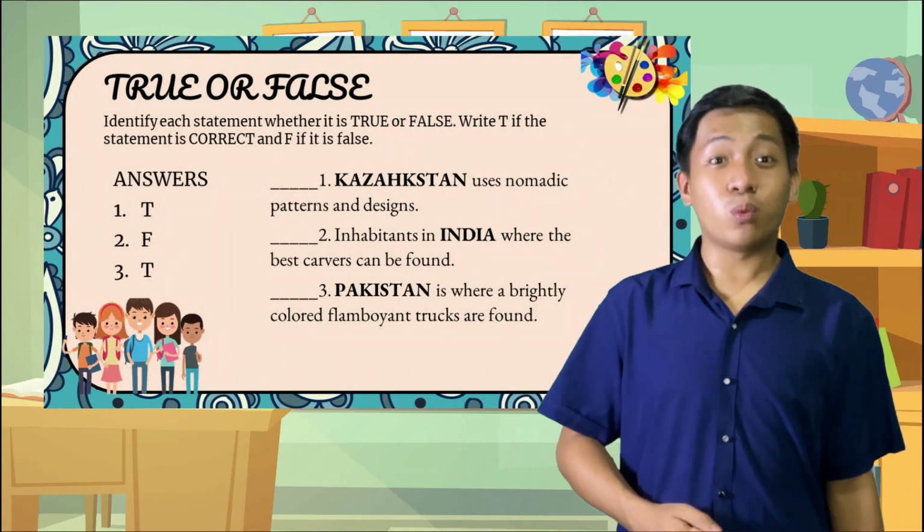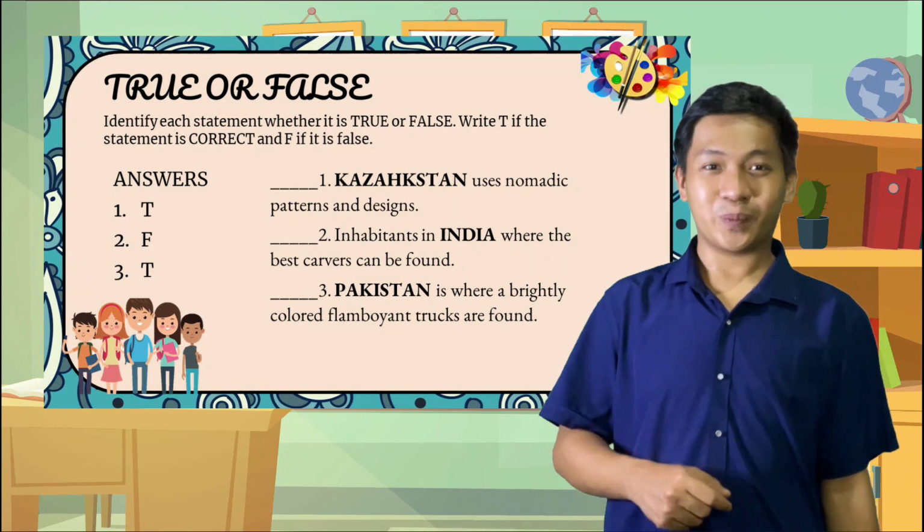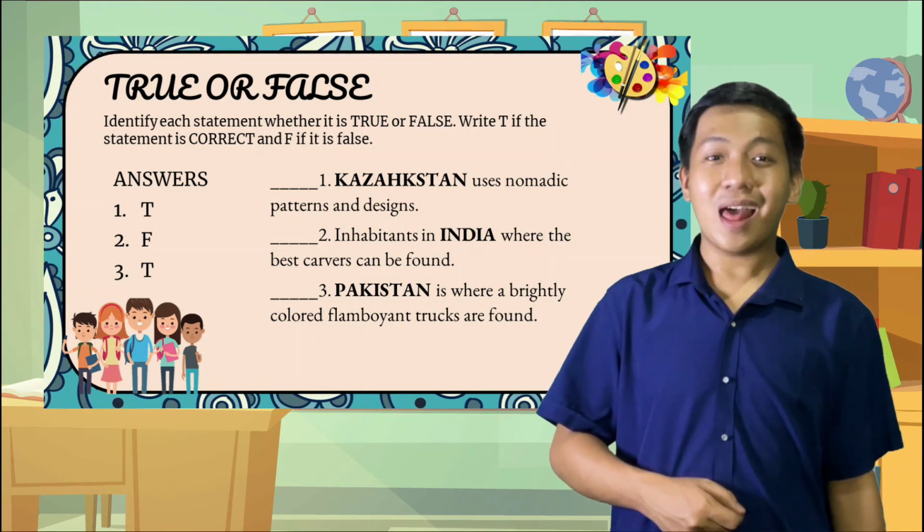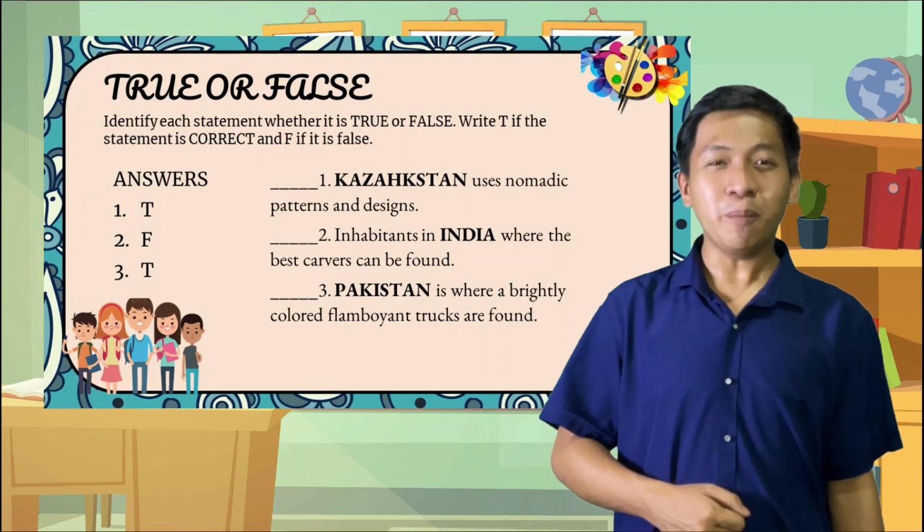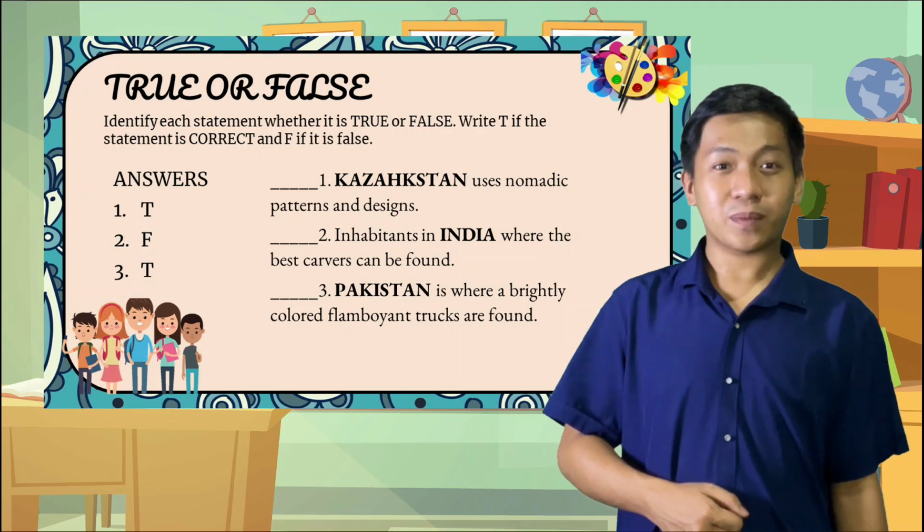Answers: number 1, letter T. Number 2, letter F. And number 3, letter T. Wow! You really listened while we were on the field trip. So now, to sum up our lesson for today, we will have a short quiz.